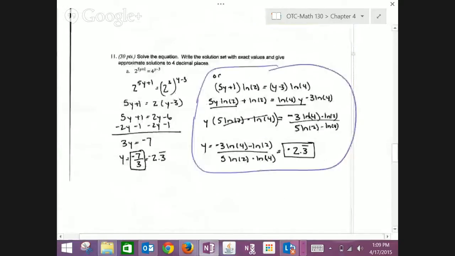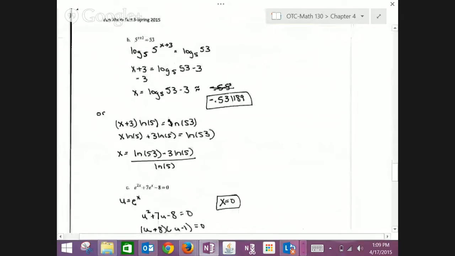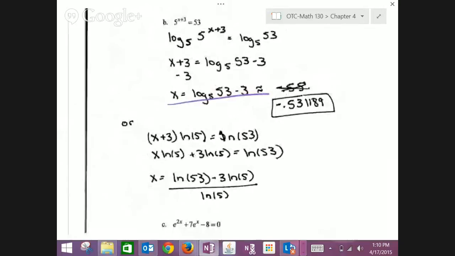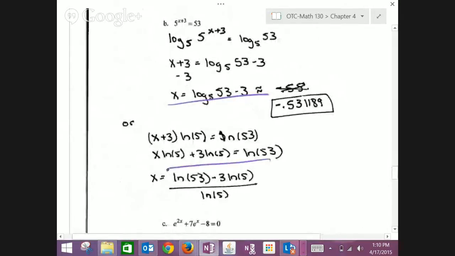Any questions on that page? The next page, there are 2 ways to go about it. I could take log base 5 of both sides and end up with log base 5 of 53 minus 3, and plug that in my calculator. Or I could just take log of both sides, and some of you did that and did fine. You end up calculating it the same way. Or I could take natural log of both sides, come out with this, plug it in my calculator, and get the same approximation.